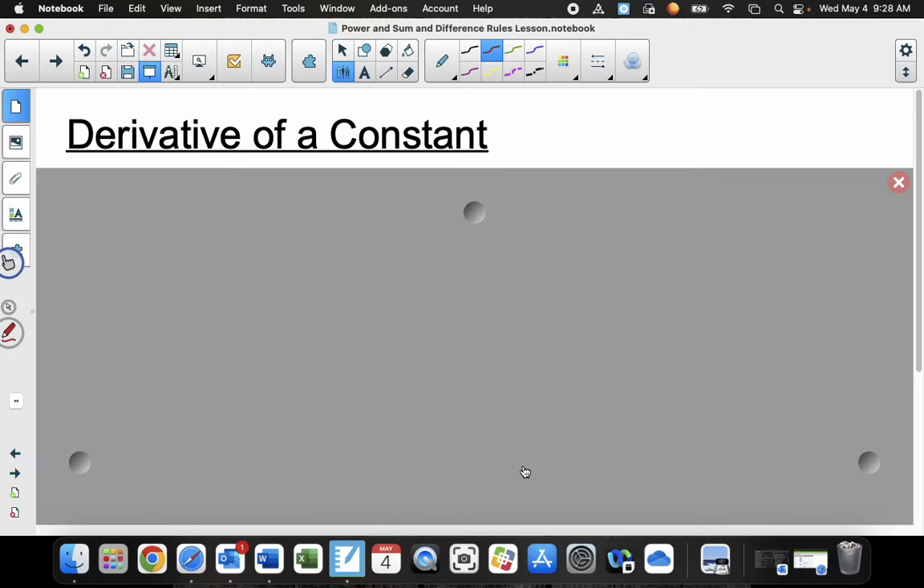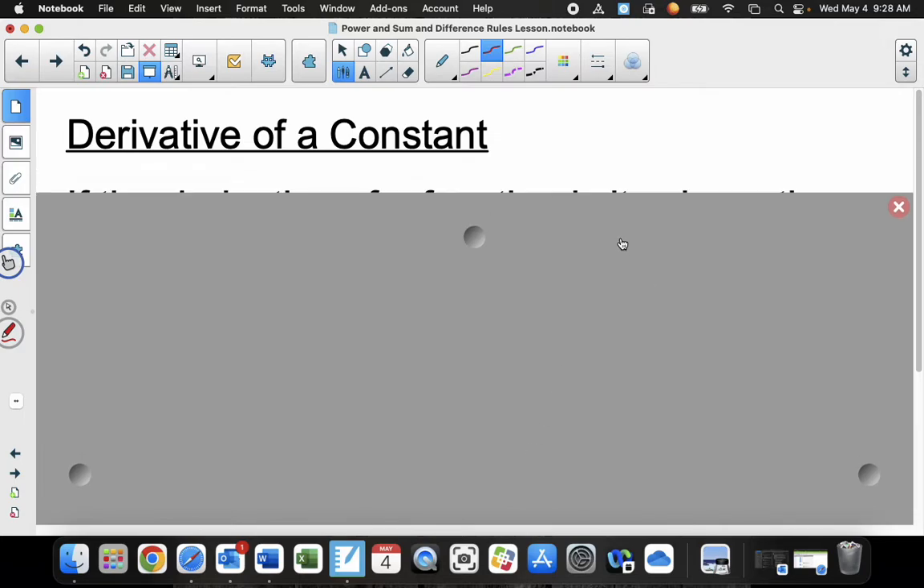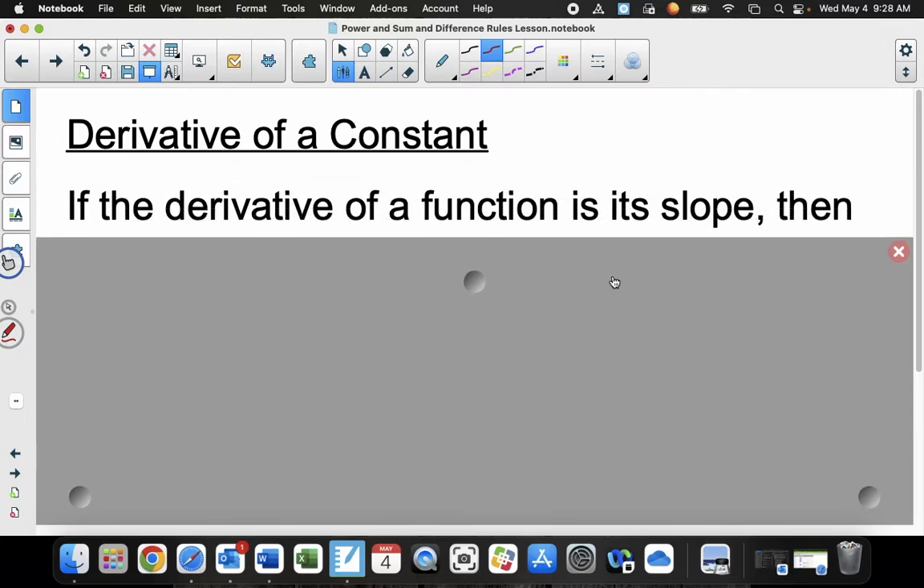With that being said, the derivative of a constant, okay, is very, very straightforward if we keep that in mind. If the derivative of a function is its slope, think about a constant function, y equals 3. Okay? What's the slope of y equals 3? 0. A horizontal line has 0 for a slope, right? There's no rise. It doesn't increase, doesn't decrease. The slope of a horizontal line is 0.